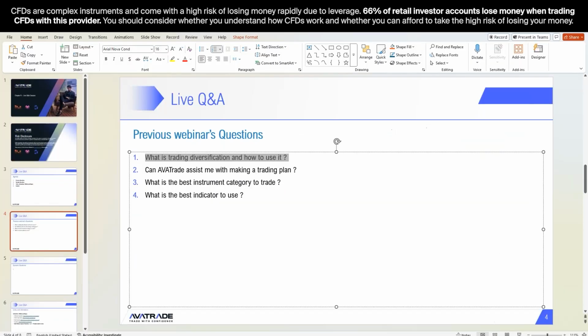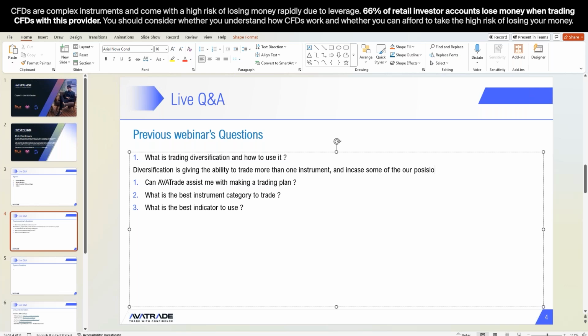What I can write in here is basically that diversification is giving us the ability to trade more than one instrument, and in case some of our positions make profits and some of the positions have losses, we can balance to still make progress.